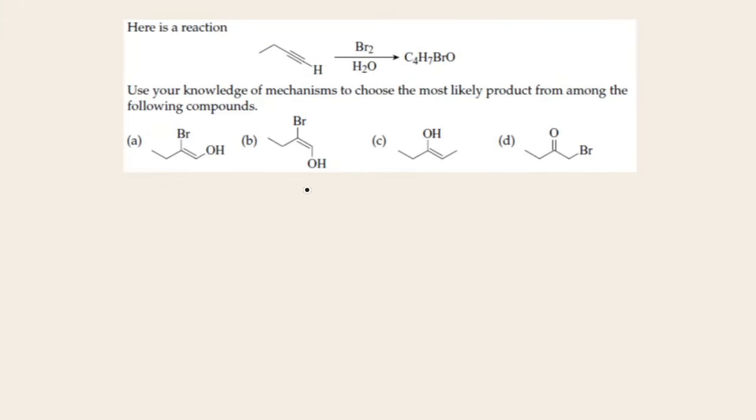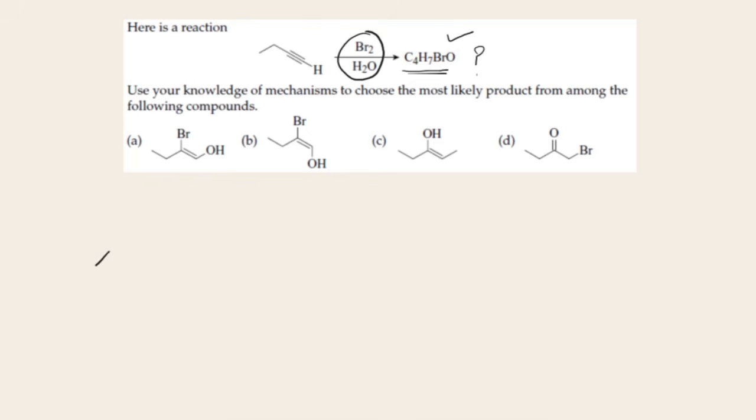Hello students, welcome back. In this video, I'm going to solve some questions from hydrocarbons chapter. We'll try to cover as many subtopics as possible by solving the questions. The first question is about the reaction of an alkyne with bromine in water to form a molecule with the formula C4H7BrO. What is the correct structure of this molecule?